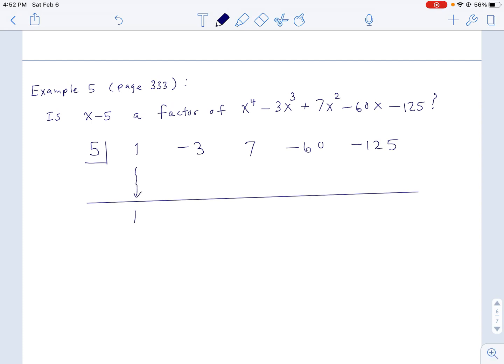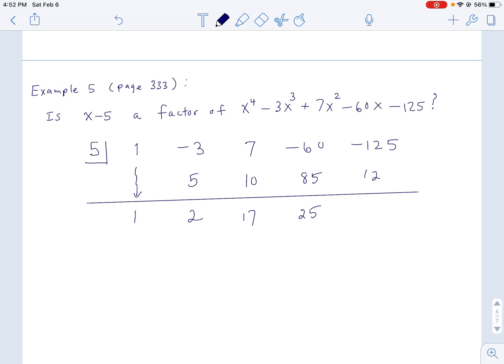Now bring the 1 all the way down below the line. 5 is my multiplier. 5 times 1 is 5. That goes just beneath my negative 3. I add down. Negative 3 plus 5 is positive 2. That goes beneath the line. 5 times 2 is 10. I write the 10 just below the 7. 7 plus 10 is 17. 5 times 17 is 85. That gets written just beneath the negative 60. Negative 60 plus 85 is 25.